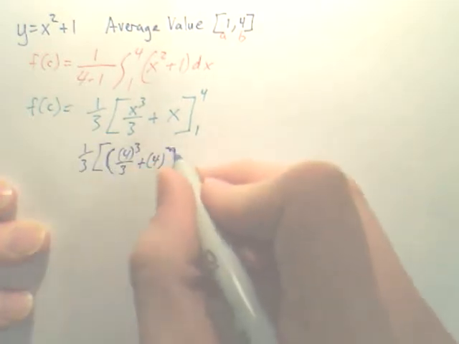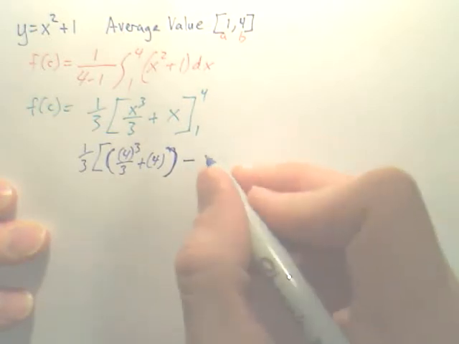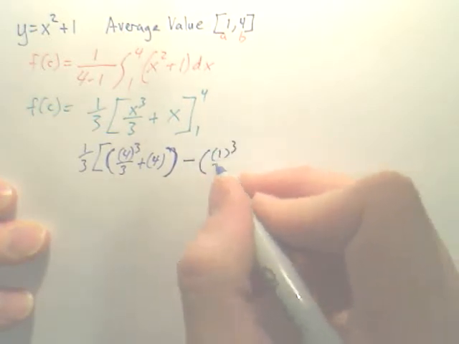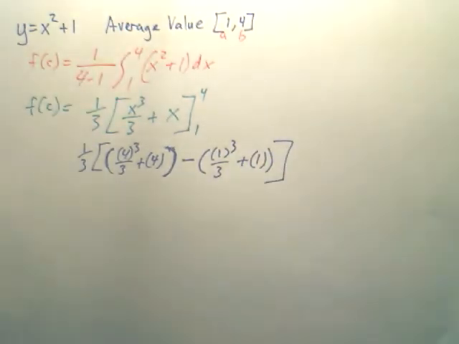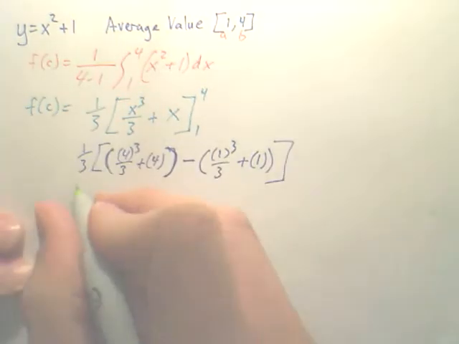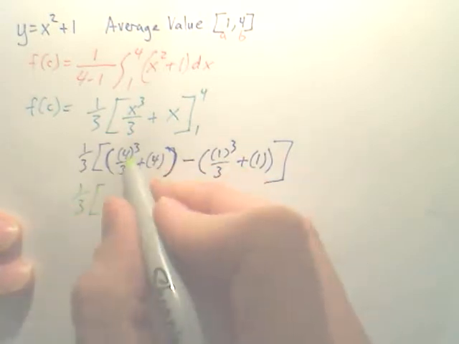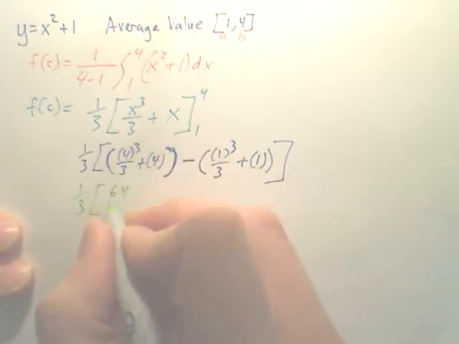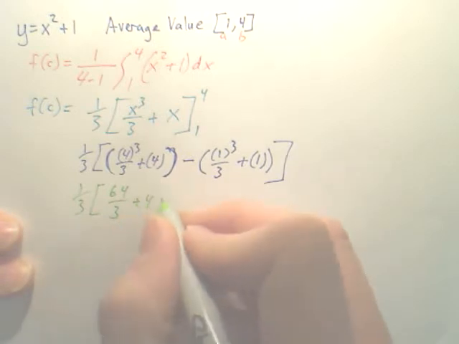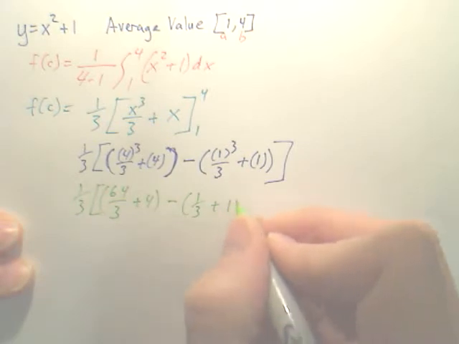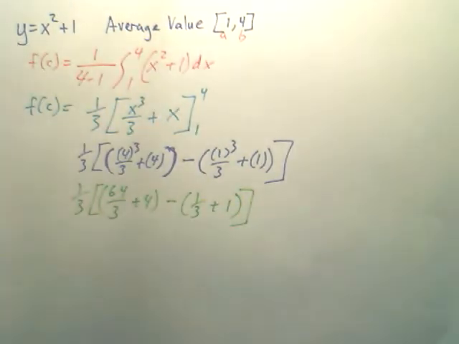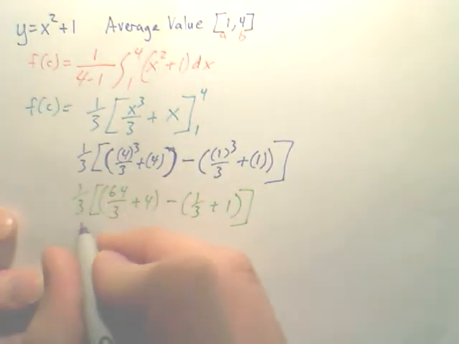And that's the first piece, minus the second piece, which would be 1 to the 3rd over 3 plus 1. And then we just do the math. 1/3 times 4 to the 3rd, which is 64 over 3, plus 4, minus 1/3 plus 1. And from there, what sum do you get for an answer?